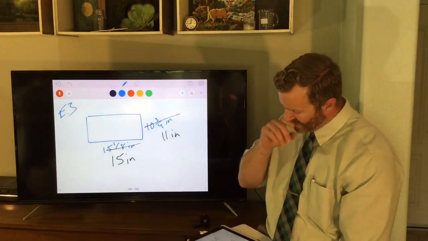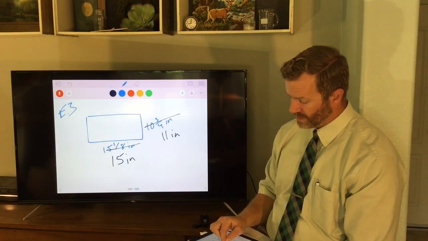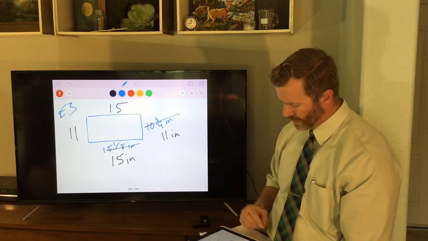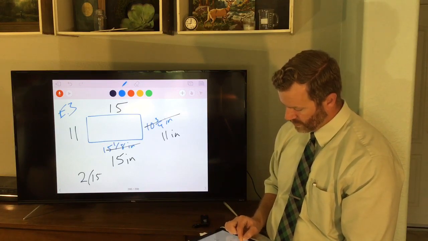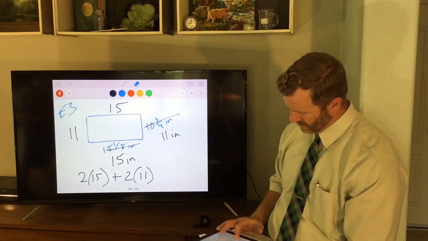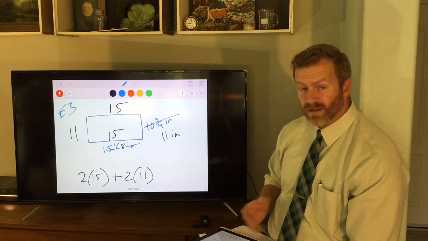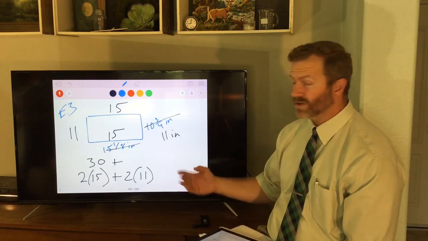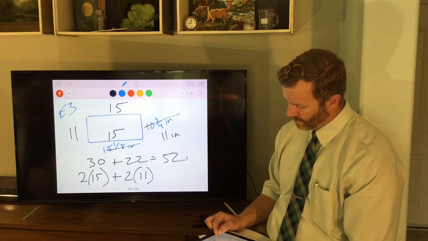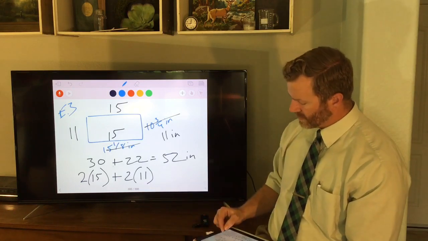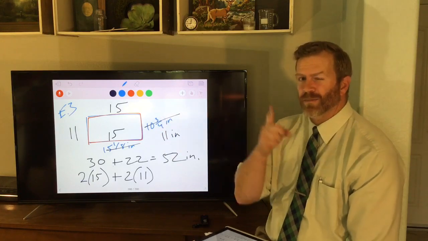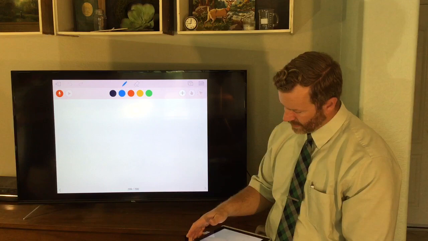Okay, so now we're trying to find the perimeter, so we know that both sides are equal to their opposite side. Now, we could just go around and add these up, or we could also do it this way. So we go 2 times 15 plus 2 times 11. So 2 times 15 is 30. And then we know 2 times 11 is 22. Now, when I add 30 plus 22, that's going to give us how much? 52 inches. And remember, that's the distance around the outside of the shape. It's not the inside. Remember, inside's area. Sweet. All right, let's look at a lesson practice.